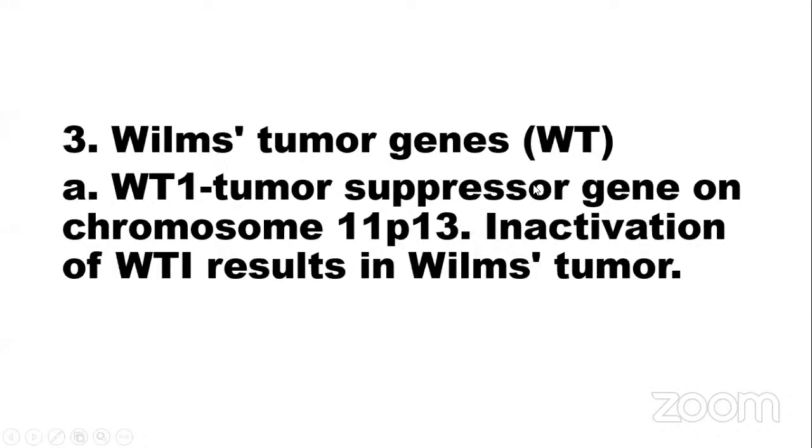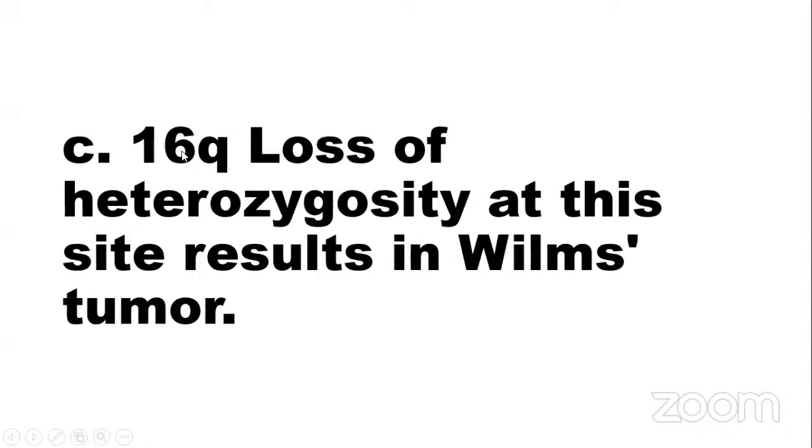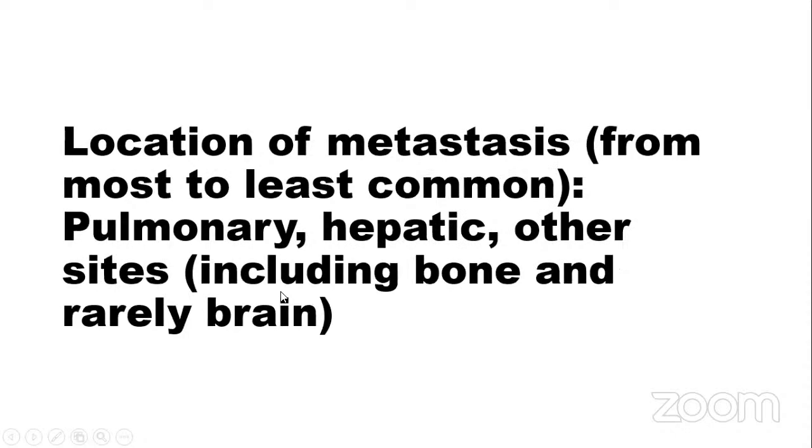We have the Wilms tumor suppressor gene on chromosome 11p13. Inactivation of this gene, the 11p13 Wilms tumor gene, will lead to Wilms tumors. And also we have Wilms tumor gene 2 on chromosome 11p15. Inactivation of Wilms tumor 2 can lead to Wilms tumors, and 16q loss of heterozygosity at this site results in Wilms tumor 2.